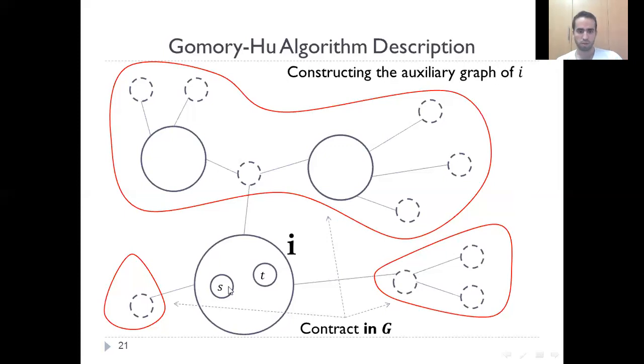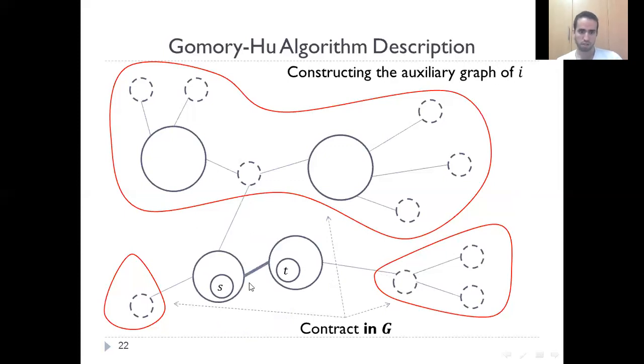Now we pick a pair of nodes S and T from I, and we compute the minimum cut between them in the auxiliary graph. This implies a partition of the supernode I into two. One part contains S and the other one contains T. And it also implies a way to reconnect the subtrees.